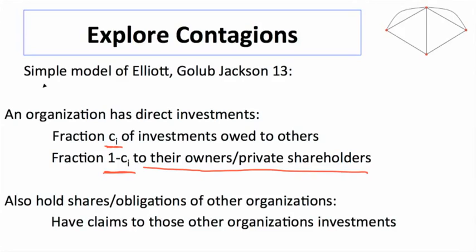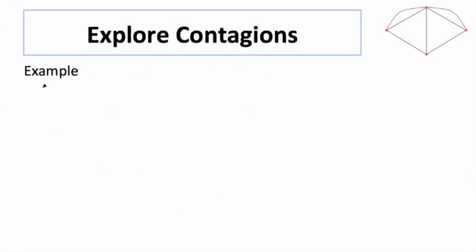So if we get profits from certain products, then some of that goes directly to our private owners, and some of that can be cross-held by other organizations, either in the form of debts that we owe them or equity payments. And then, in addition to the amount that it has directly in its own investments, it also owns shares of other organizations. So it owns some of the claims on the investments of other organizations. It has claims to those organizations' investments.